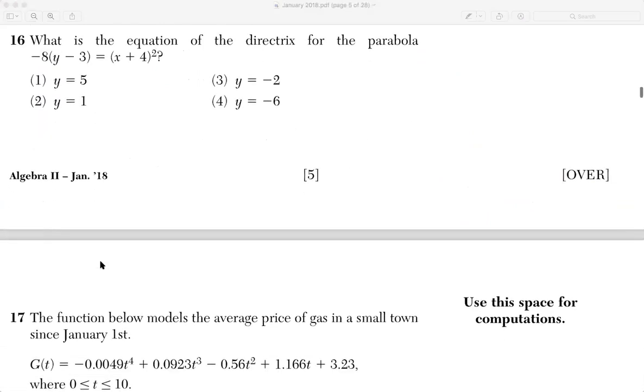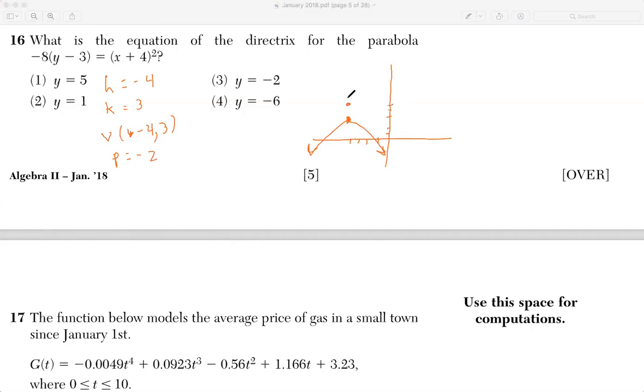What is the equation of the directrix of a parabola with this? Well, let's see. H is negative 4. K is 3, which means the vertex is at negative 4, 3. P-value is negative 2. Negative 1, 2, 3, 4. 1, 2, 3. This is the vertex. The p-value is negative, so this thing goes down.